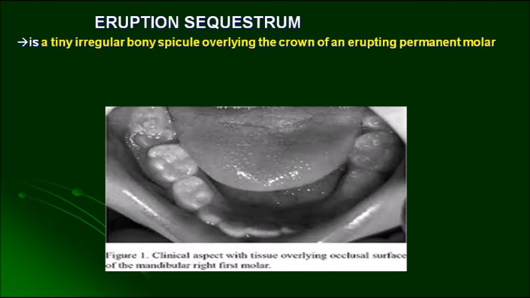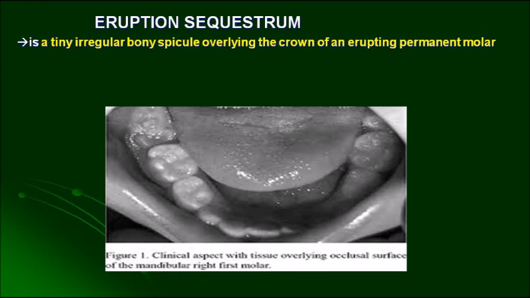Coming on to another important MCQ, that is what is an eruption sequestrum. So look into that picture in that right mandibular third molar position. Okay, mandibular, so that is 4-8 position. Here you can see a tiny irregular bony spicule overlying the crown of an erupting permanent molar. So there is an erupting permanent molar, third molar 4-8, and on top of that you can see an irregular bony spicule. So that is called an eruption sequestrum.